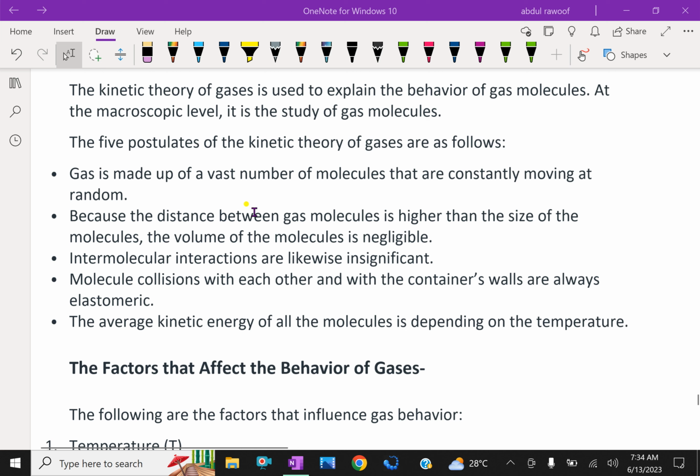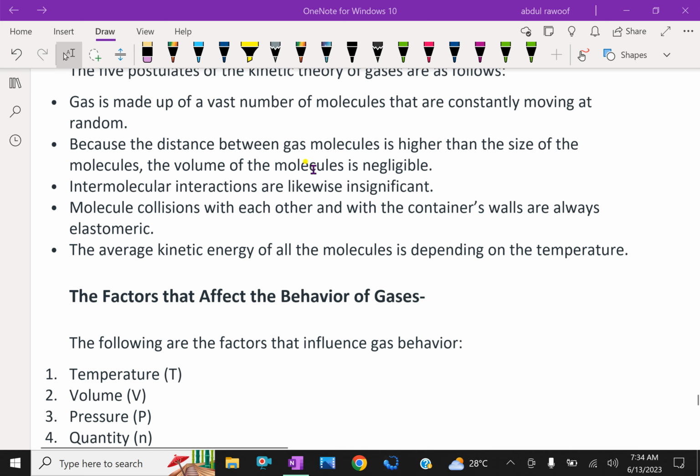Gas is made up of a vast number of molecules that are constantly moving at random. Because the distance between gas molecules is higher than the size of the molecules, the volume of the molecules is negligible compared to the volume of the gas. Intermolecular interactions are likewise insignificant. Molecule collisions with each other and with the container's wall are always elastic. Elastic means it returns back with the original velocity.